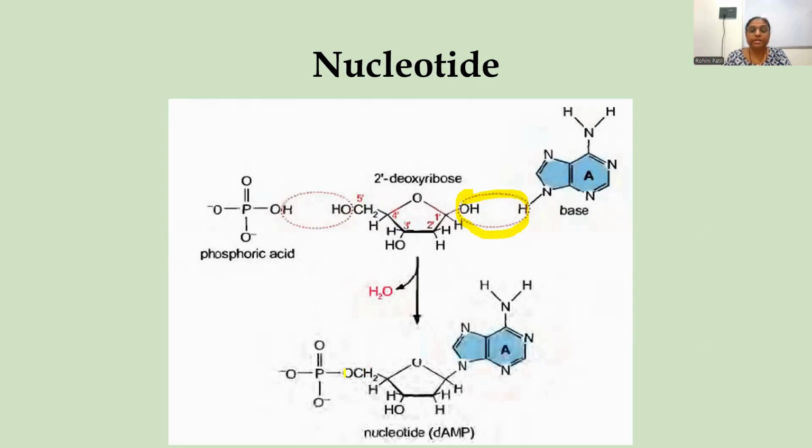This is an ester bond, and here it is what? It is the bond between the deoxyribose and your base. It is a glycosidic linkage, or the glycosidic bond. So in this way there is the formation of your nucleotide.